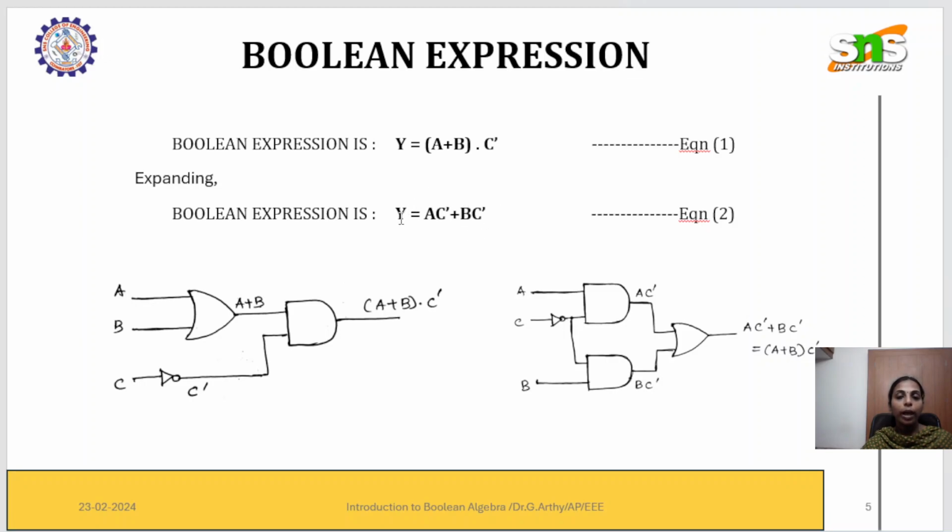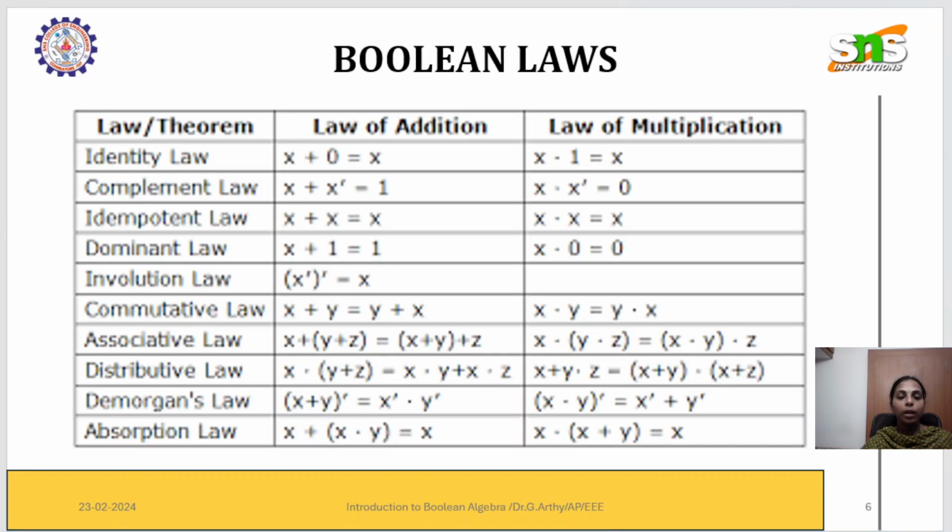So if I have an unexpanded form of a Boolean expression, then the number of gates I need to implement that particular Boolean expression or condition will be high. When the number of gates increases, then obviously the size of the device increases and the power dissipation also will increase. Because of this, I have to simplify this equation. In order to simplify the equation, we need Boolean laws.